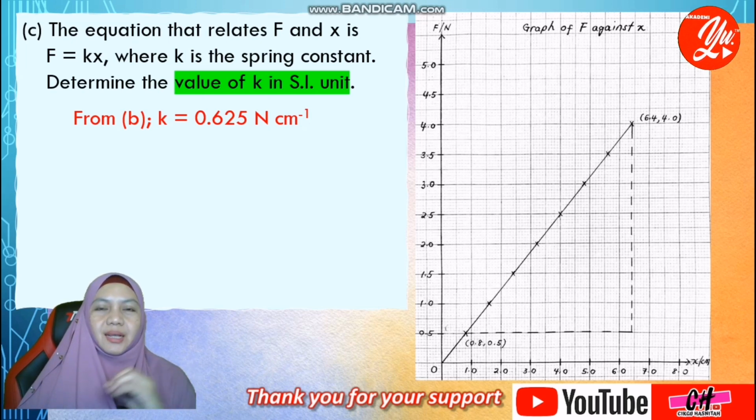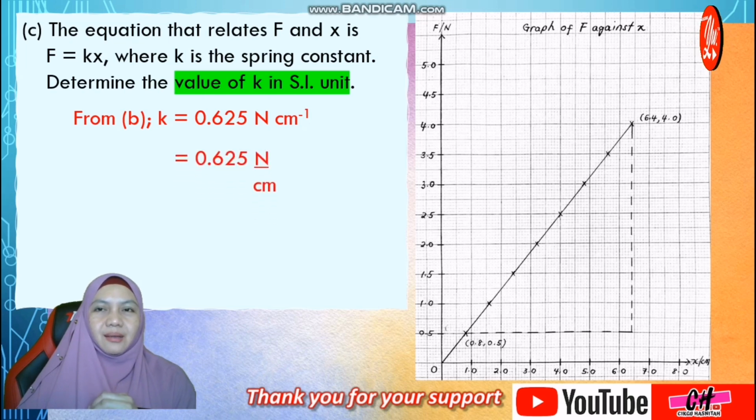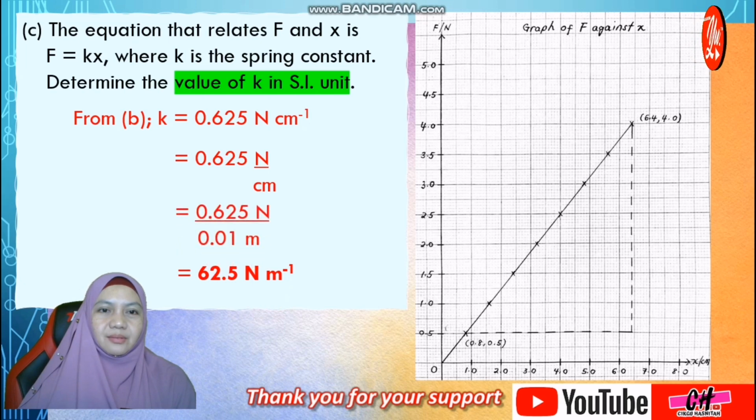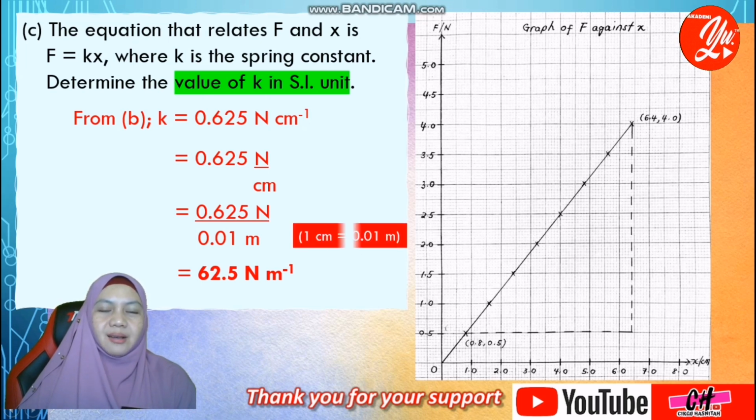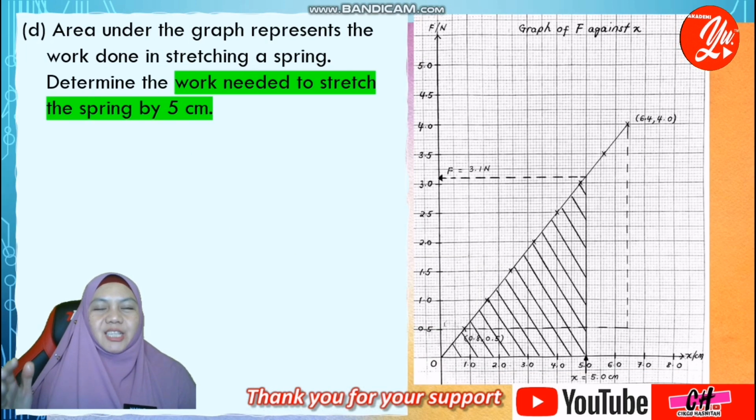So how to convert centimeter into meter? Very simple. This is how we do the conversion of unit from centimeter to meter. 1 centimeter equals 0.01 meter. So we divide 0.625 by 0.01. So the value for k in SI unit is 62.5 Newton per meter. And now let's move to D.